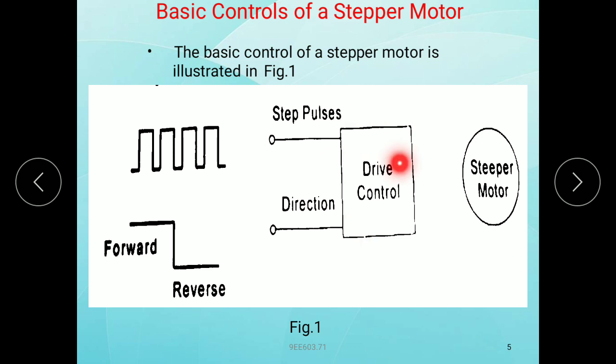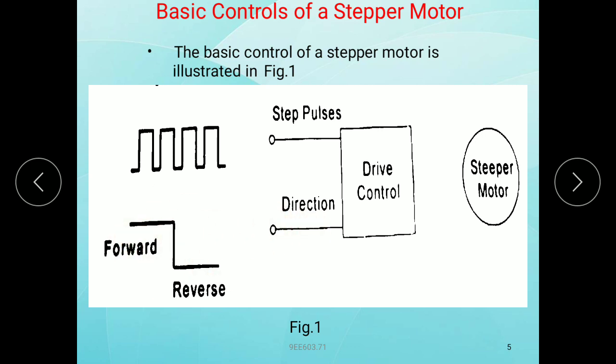So here drive control has two inputs. One is the step pulses, another one is the directions. So here this is called a drive control.